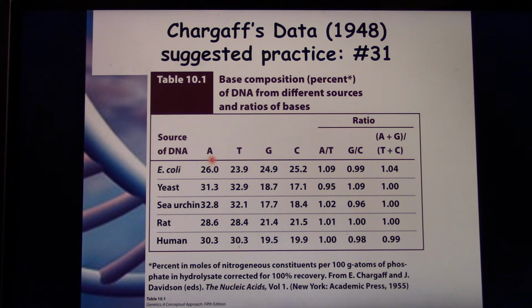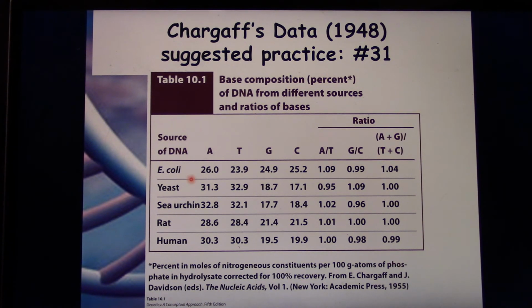They looked at the A's, the T's, and the G's, and the C's, and the ratio in which each species had them. So E. coli has 26% A, 24% T, 24% G, 25% C, and then they found the ratio of A to T was approximately 1, and the ratio of G to C was approximately 1. And if you added A to G, the numerators together, and you divided them by the denominators T and C added together, that would give you a ratio of approximately 1.